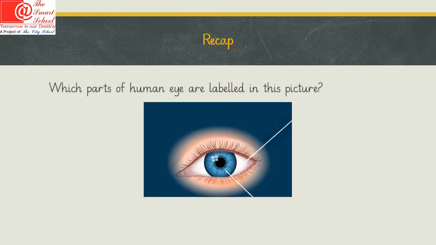We shall do a recap of what we have studied in the previous lesson. Which parts of human eye are labeled in this picture? What is this white part called? And what is the name of this colored part? This part is called sclera, and this colored part is called iris.